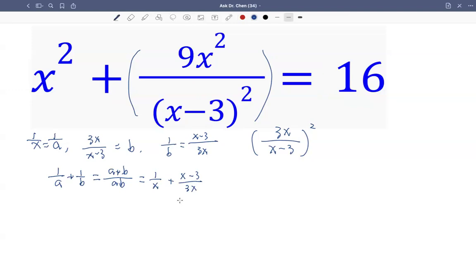So if we combine those two terms, if we split this, what do we get? We get 1 over x plus x over 3x minus 3 over 3x. And this becomes 1 over x plus 1 over 3 minus 1 over x. You see, that's the beauty. This term and this term add up to be 0. So we just get 1/3. Okay, that's what we want.